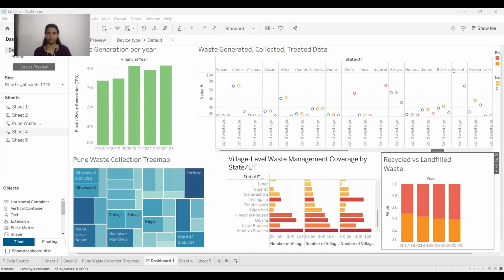Overall, this dashboard provides a clear view of waste generation, collection, treatment, and recycling performance across the different states and cities, which helps to identify gaps in implementation. It also supports better policy monitoring and promotes sustainable waste management, which is aligned with the national regulations and SDG goals. That's my dashboard.